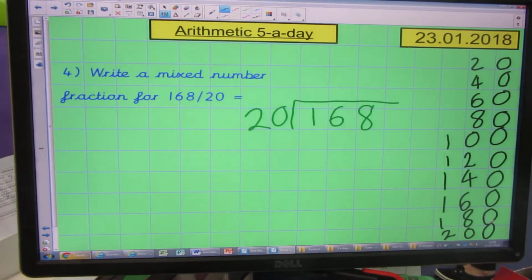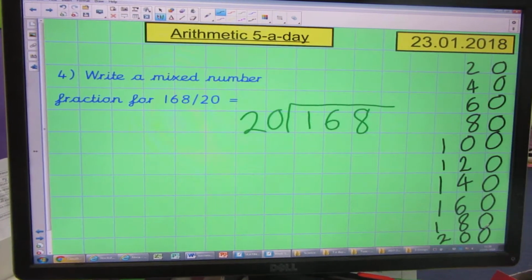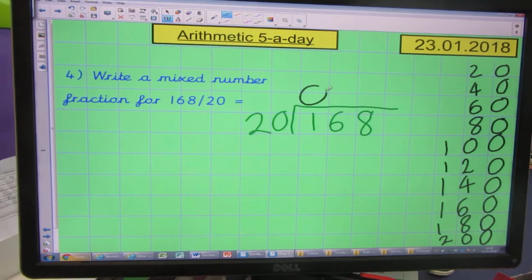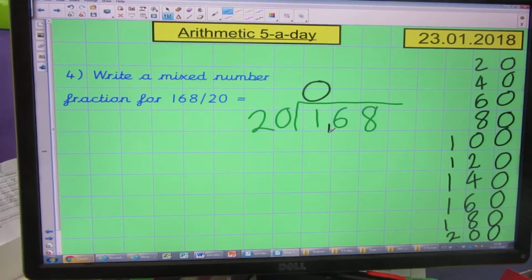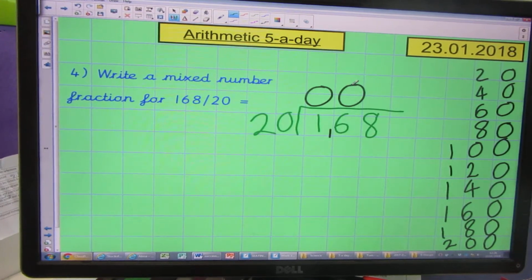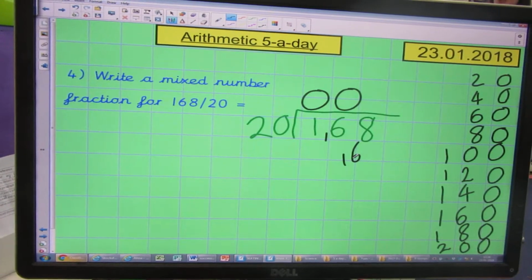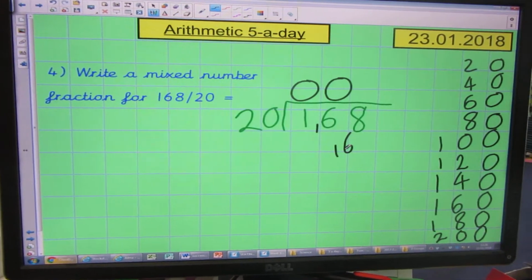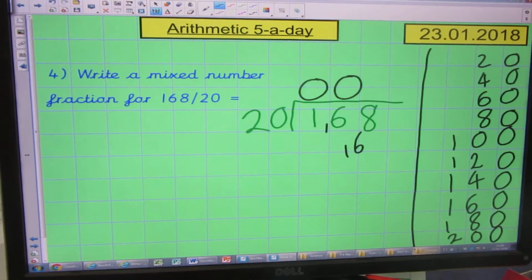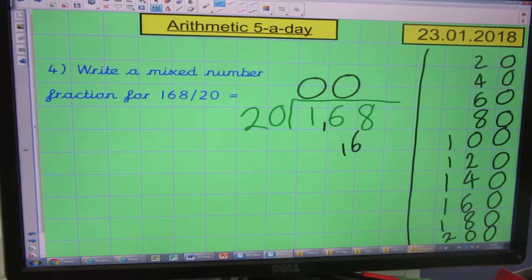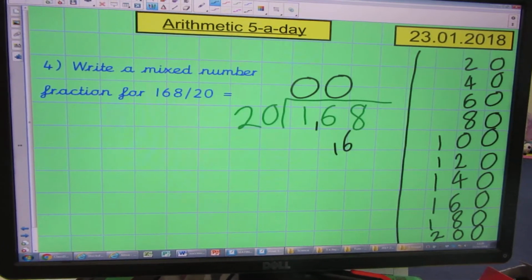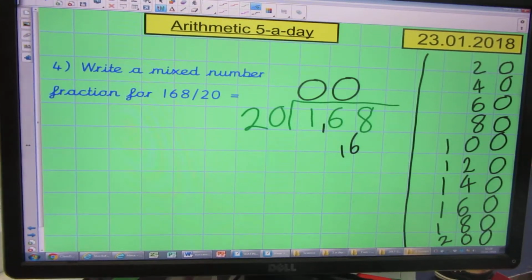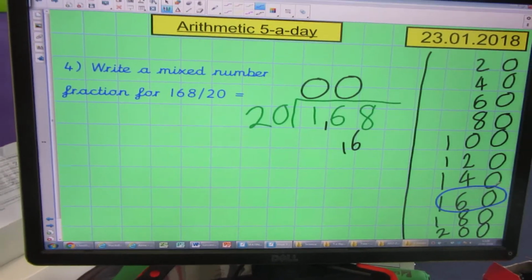Right, so we've got 20s in 168. Can I get 20 from 1? Can I divide 1 by 20? Ella? No. So I've got remainder 1. Can I divide 16 by 20? Neve? No. Remainder 16. Which is the nearest number in my 20 times table which is under but nearest to 168? Amira? 160. 160, fantastic. 160 is the closest number.